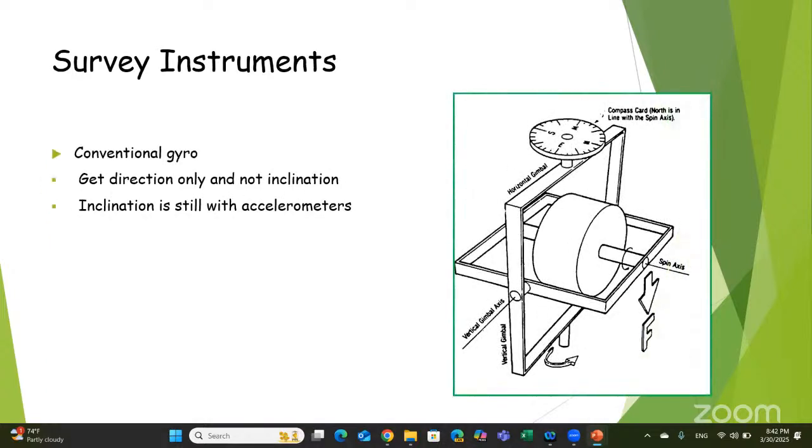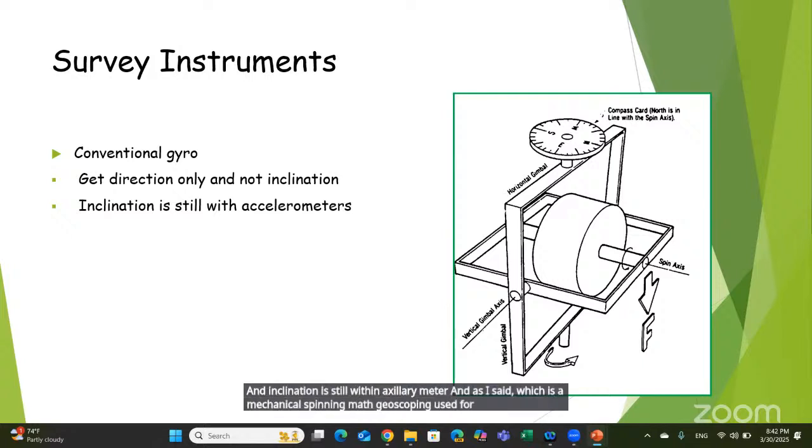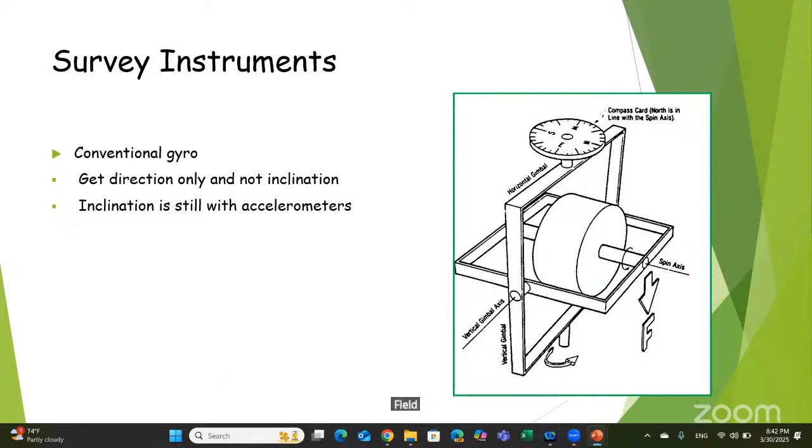So as I said, the conventional gyro gives direction only, and inclination is still from the accelerometer. It is a mechanical spinning mass gyroscope used for wellbore surveying and directional drilling applications, which provides accurate inclination and azimuth measurements without relying on the Earth's magnetic field, making it ideal for environments where magnetic interference is a problem.